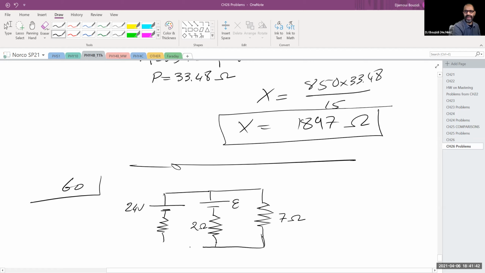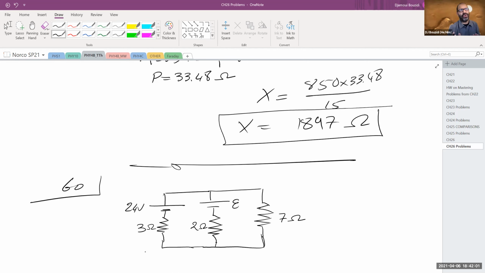of 3 ohms. My convention, it doesn't have to be yours, is that this current that is going through it, I'm going to call it I3, okay? Once I know its direction. The one that is going through the 7 ohms, I probably would call it I7. And the one that is going through the 2, I'm going to call it I2. You don't have to go with this one.